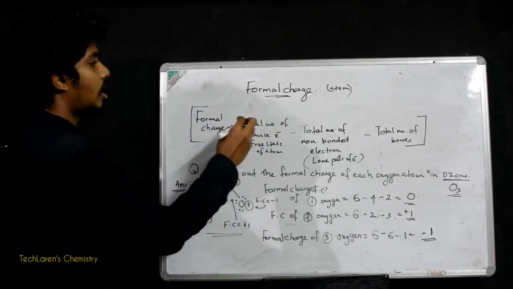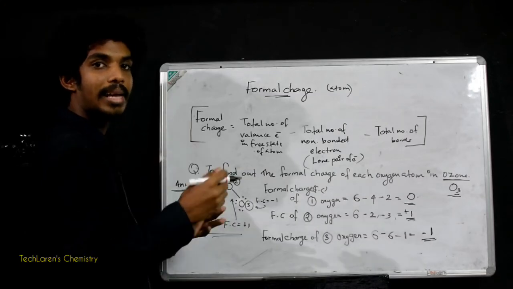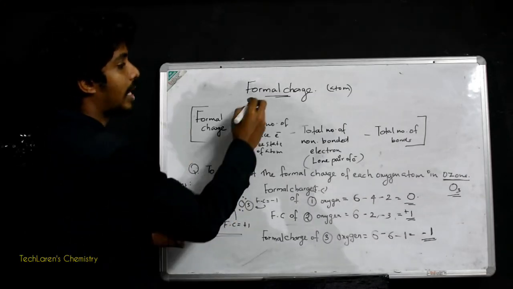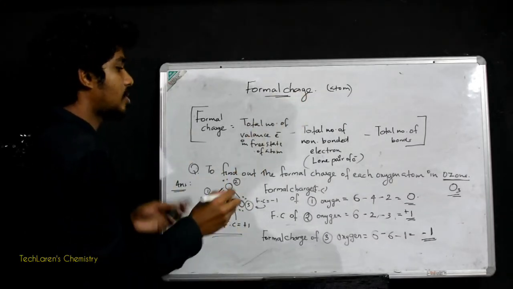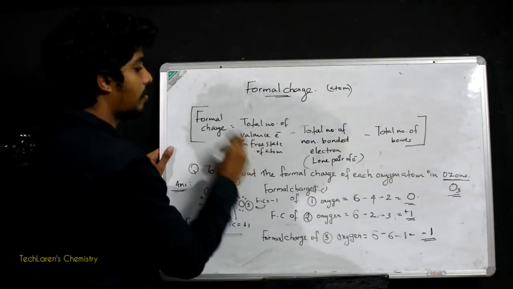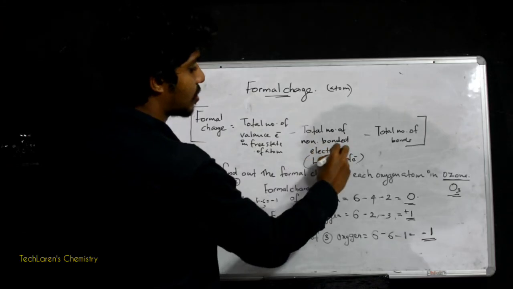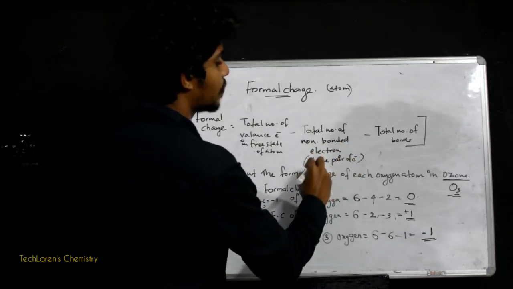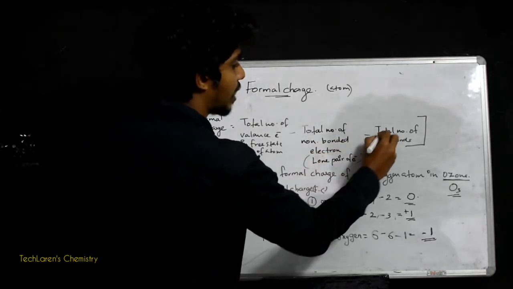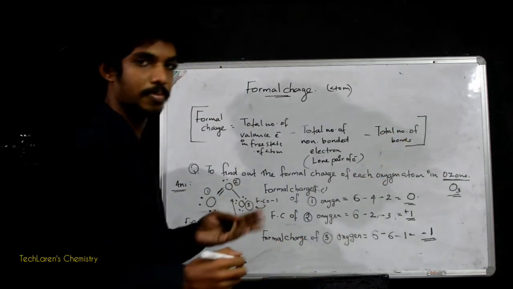So the main equation connecting the formal charge of an atom is: formal charge is equal to the total number of valence electrons in the free state of the atom minus the total number of non-bonded electrons in the valence shell, that is lone pair of electrons, minus the total number of bonds present.